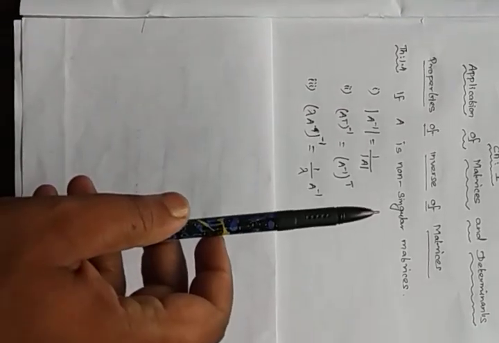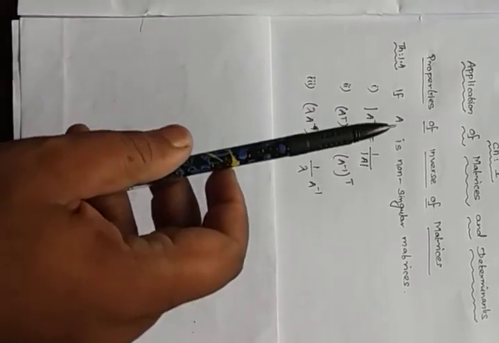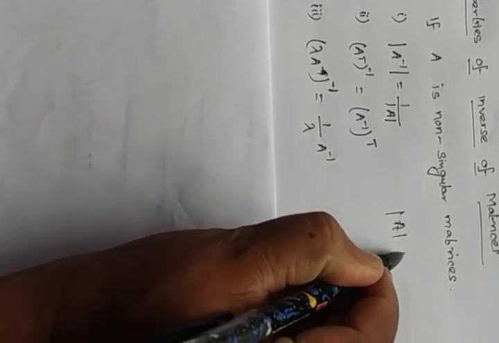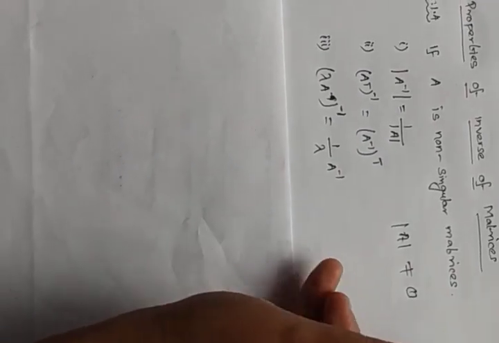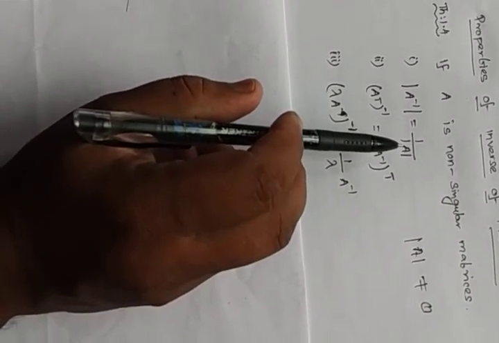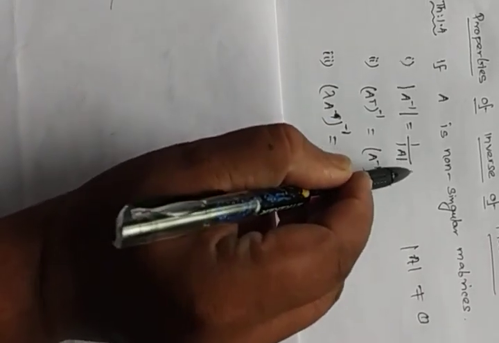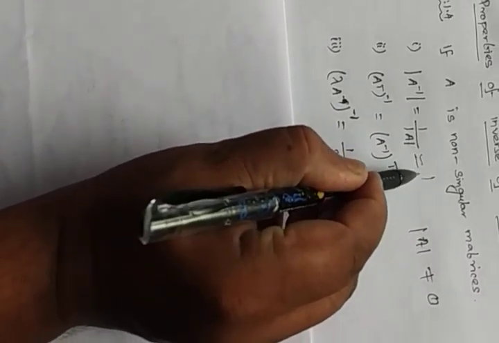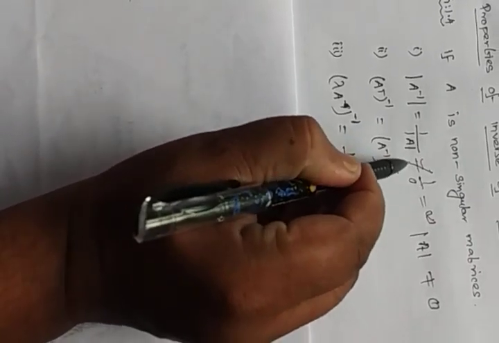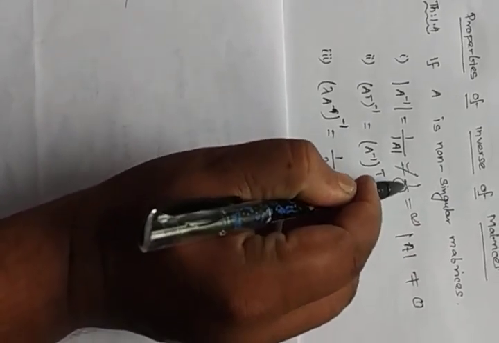One more time you can see theorem 1.4. If A is non-singular, why is it non-singular? Determinant A value should not equal 0. Here you can see 1 by determinant A is there. If determinant A becomes 0, then 1 by 0 turns to infinite. So this value should not turn to 0. That's the thing they are saying here.